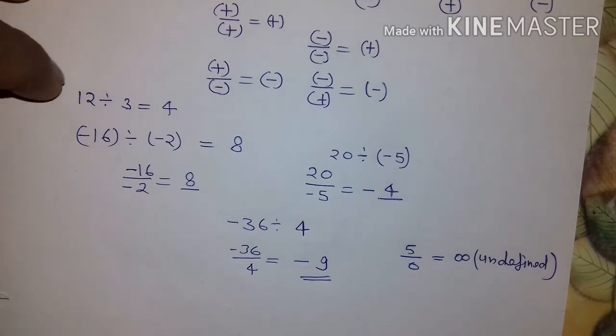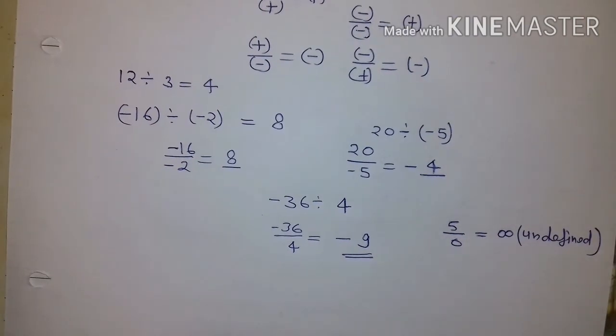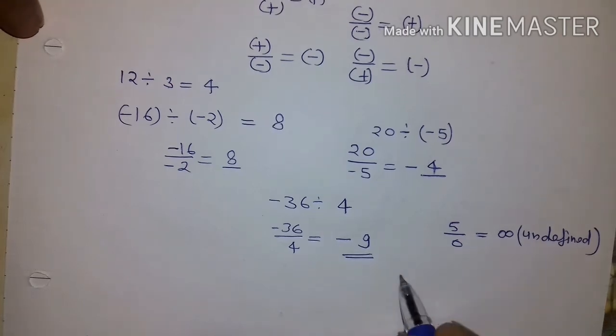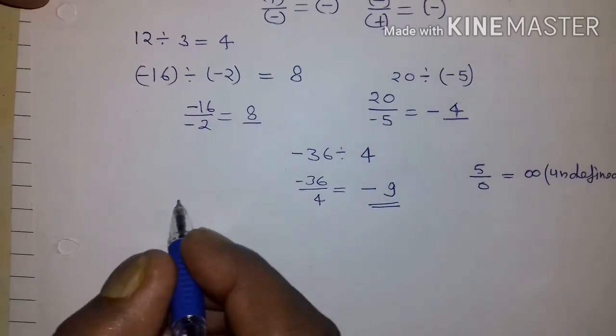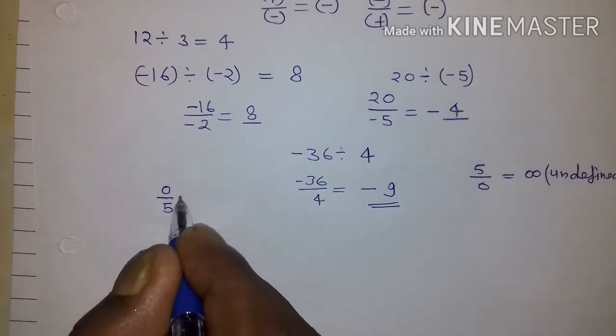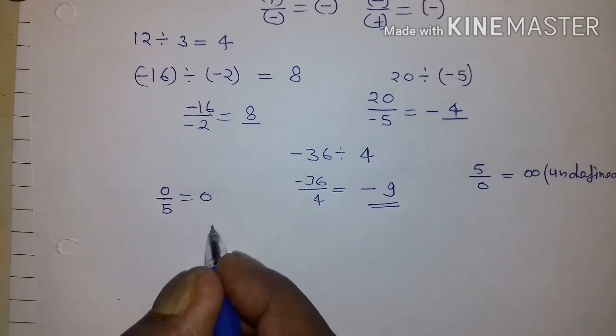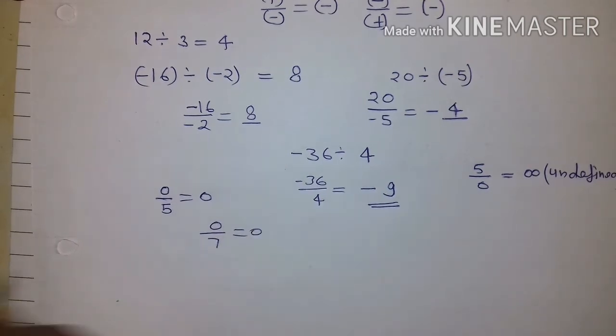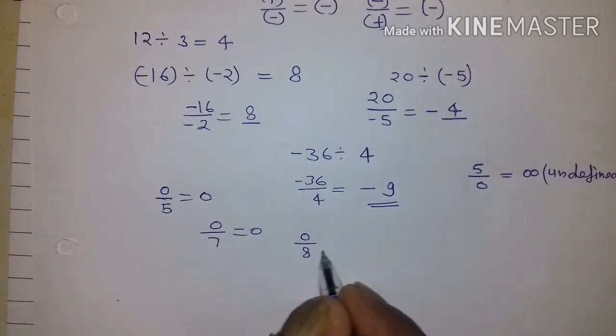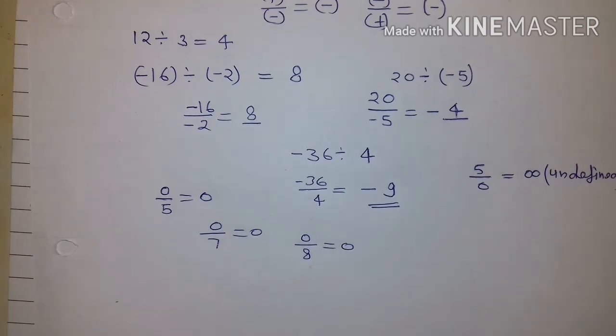And when 0 is divided by any non-zero integer, then the quotient is equal to 0. If we divide 0, suppose we take 0 divided by 5 is equal to 0. 0 divided by 7 is equal to 0. 0 divided by 8 is equal to 0. It means when 0 is divided by any non-zero integer, then the quotient is equal to 0. In this manner, we can put the sign.